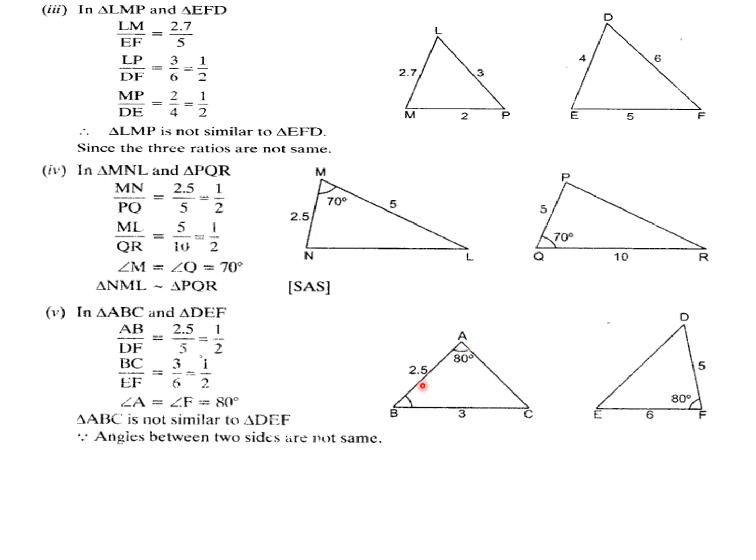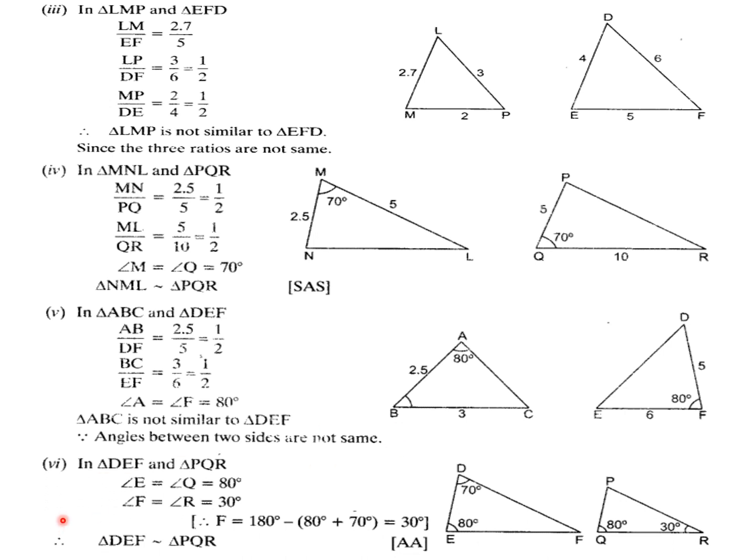Since the angle between these two sides is not equal, therefore, even if angle A is equal to angle F, which is 80 degrees, we cannot say that these two are similar because they do not follow the SAS similarity rule. Even though we have good conditions right over here, they do not follow the similarity criteria, neither AAA nor SSS or SAS. None of these follows. Therefore, we have to write triangle ABC is not similar to triangle DEF.